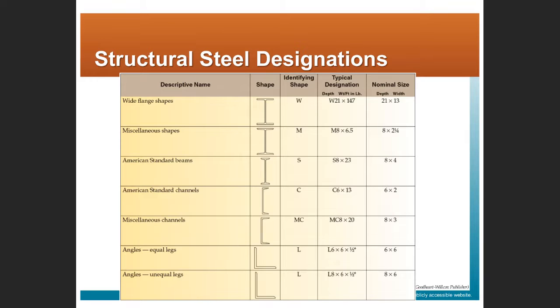So this table is on page, this is figure 7-19 on page 121, right? Different shapes, its descriptive name, a view of the shape, the letter that identifies it, and a designation. Again, depth and weight. So S8 by 23, 8-inch deep S shape, 23 pounds a foot.